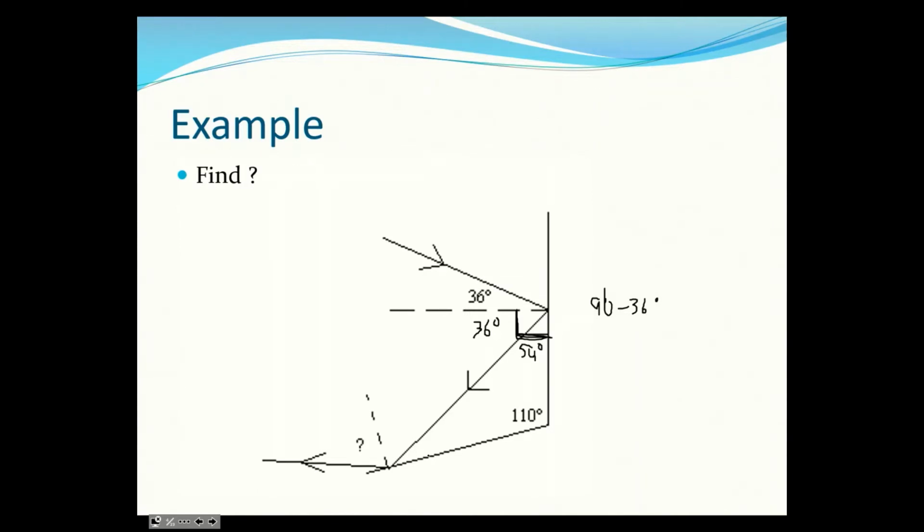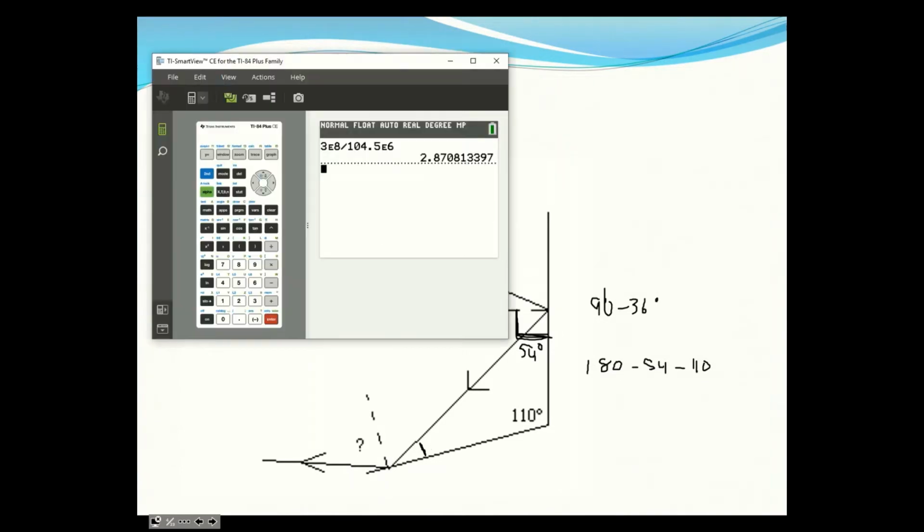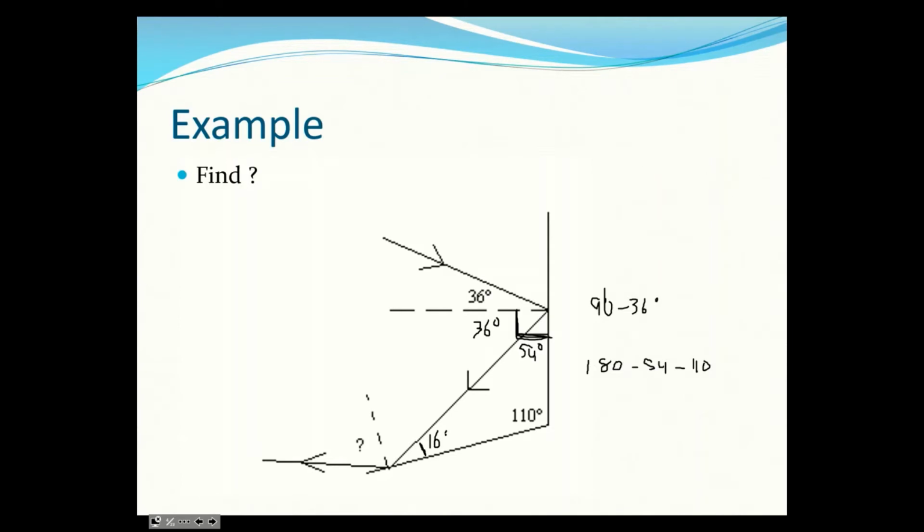And then this makes a triangle here. We know triangles all make 180 degrees. So if we go 180 minus 54 minus 110, we can find out this angle here. I don't want to do that in my head. So 180 minus 54 minus, oops, not 10, 110, gives us 16 degrees. So this is 16 degrees here.